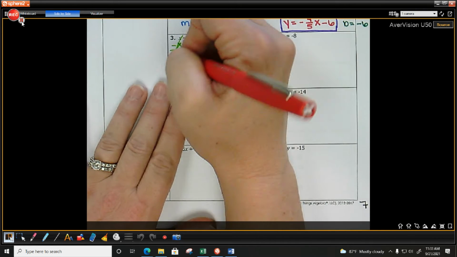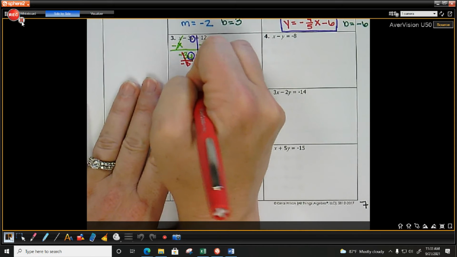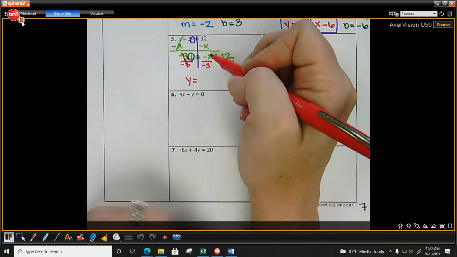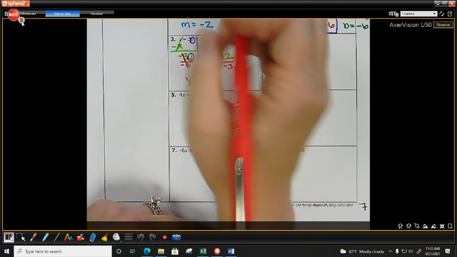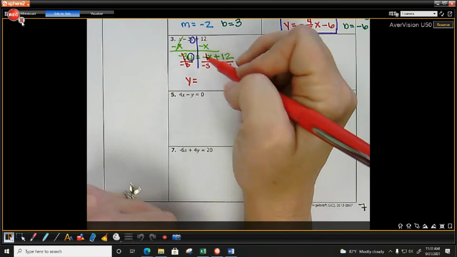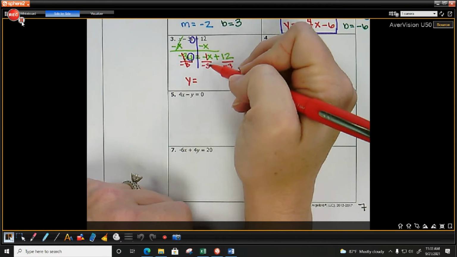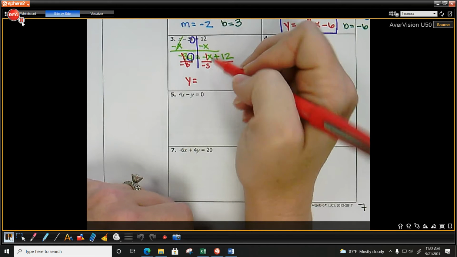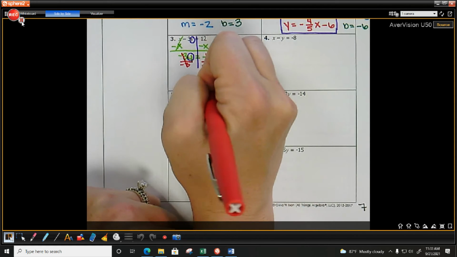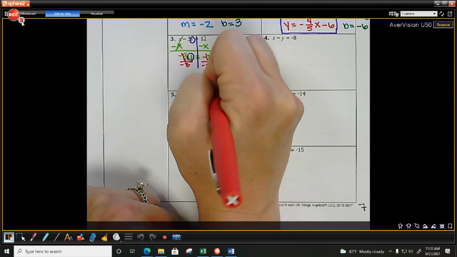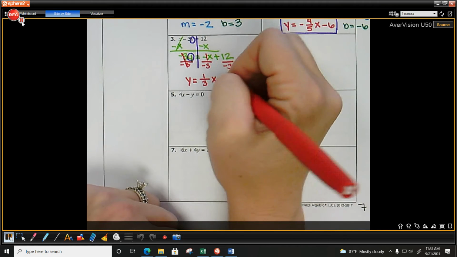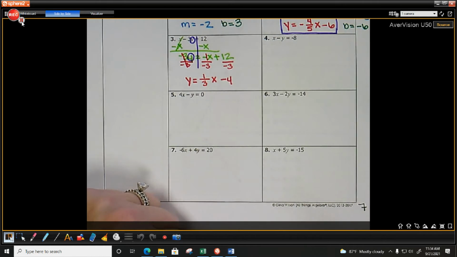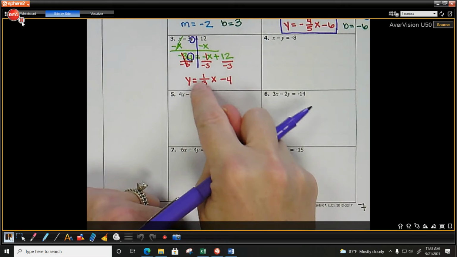My x doesn't have a coefficient, so it has an understood coefficient of 1. So what's -1 over -3? Positive 1 over 3. A negative over a negative is positive 1/3 x. What's 12 over -3? -4. y equals mx plus b. We are in slope-intercept form.